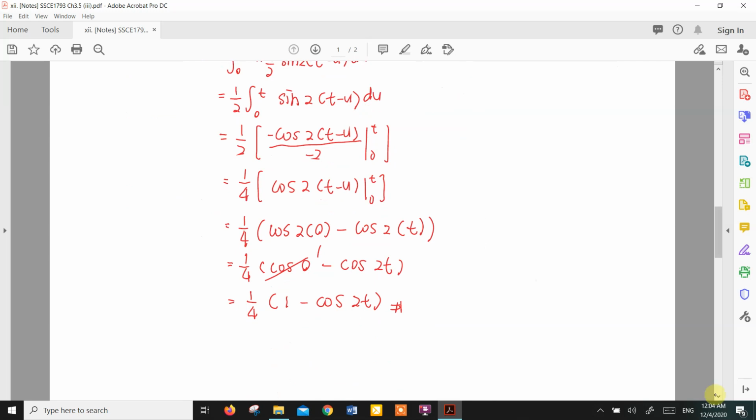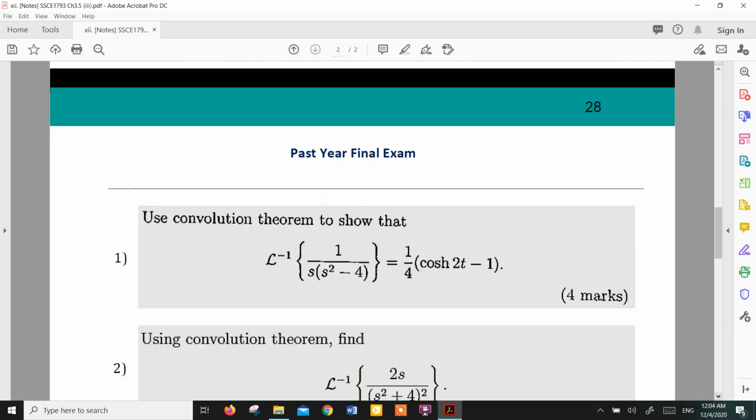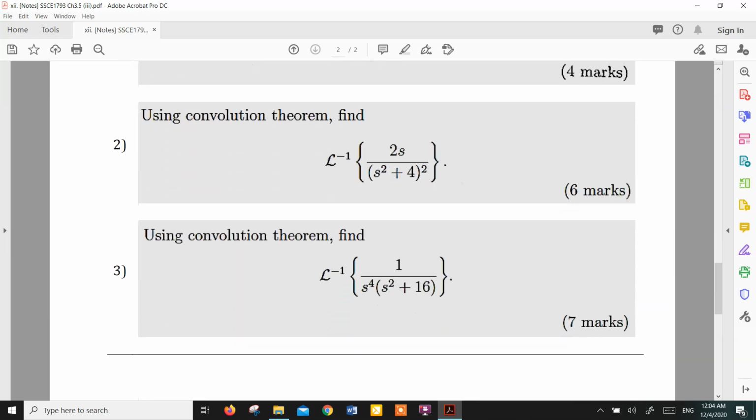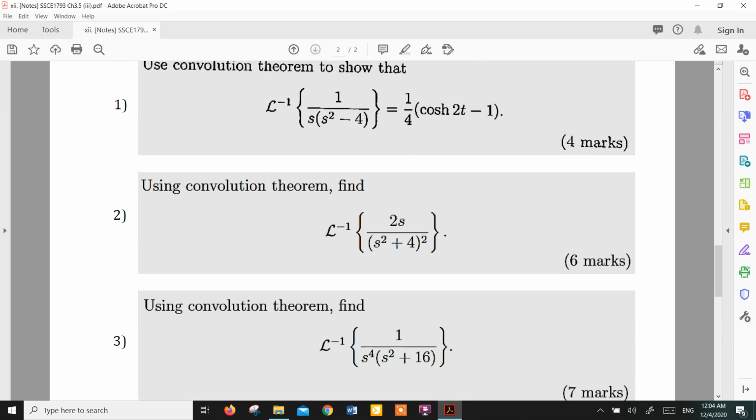So in this part also you have past year final exam questions, and as usual I want you to do these questions and submit them as an assignment in e-learning. As usual, only three questions.